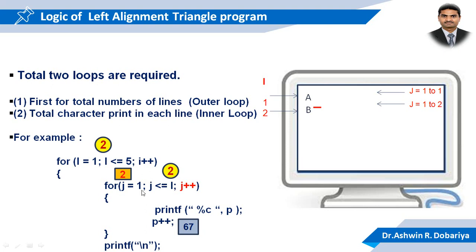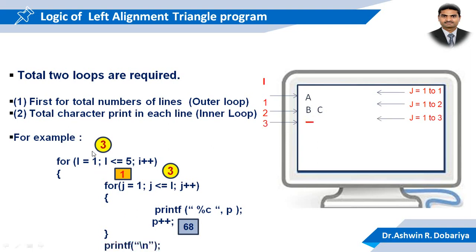Again here j increment by 1 means j becomes 2. Again condition becomes true. Now it displays the value of 67 in format of character. So it displays C. Then it increments by 1, 68. And after that j increments by 1, so now this condition becomes false. Control transfers outside this and cursor moves to the next line.